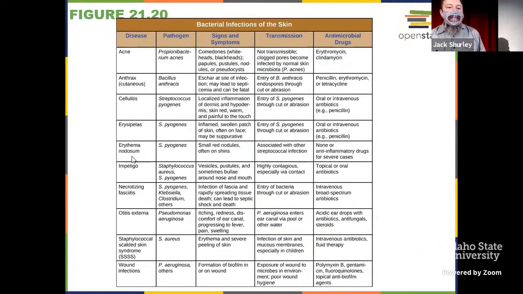Cellulitis, erysipelas, and erythema nodosum, all Streptococcus pyogenes as the culprit. And similar issues. We showed some of this stuff Friday as we were moving through. Impetigo is a mixture of organisms. We also talked about impetigo Friday. Impetigo is the result of infection with both Staph aureus and Streptococcus pyogenes.